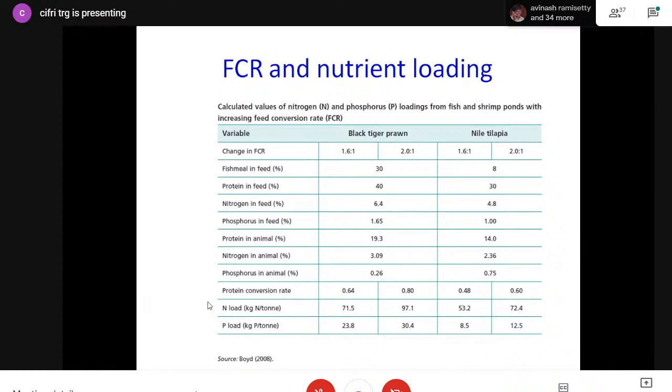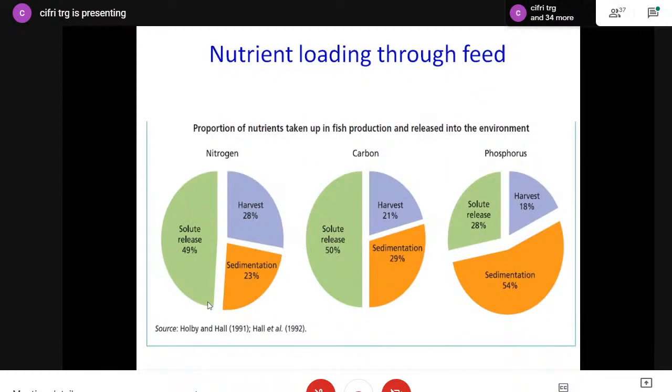So these are the things I wanted to discuss with you, that we have to take care of the FCR. FCR gives an indication of both fish growth and environmental health, and it is a measure of nutrient loading in fish farming through feed. And we have observed that in the sediment, nitrogen is around 23%, carbon around 29%, and phosphorus around 54%.